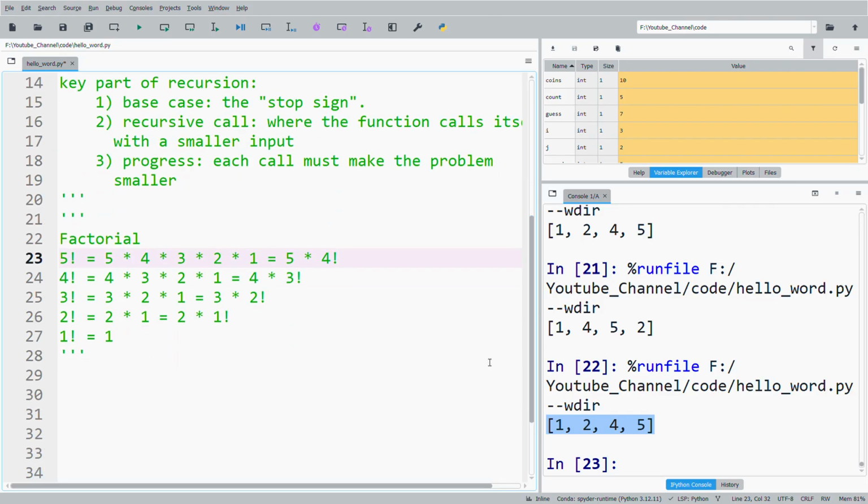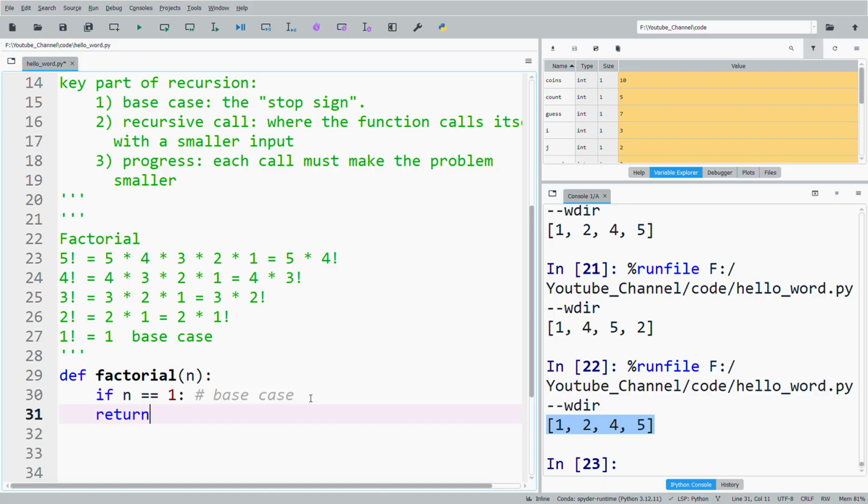How to write the code? We have the keyword def factorial(n). First is the base case. If n equals 1, this is the base case.